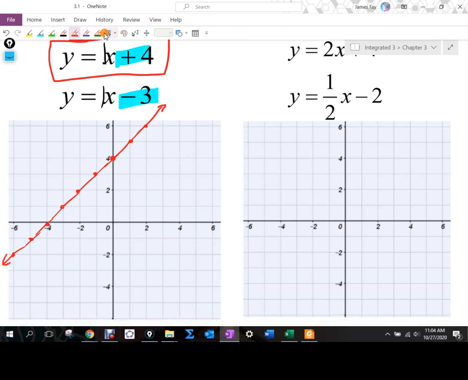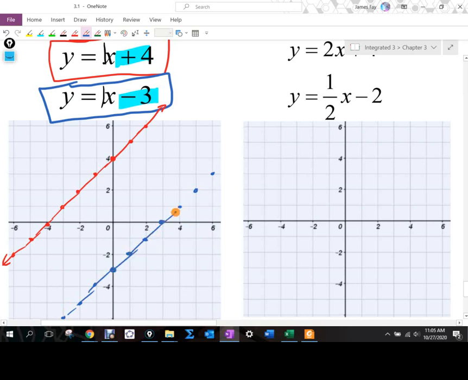Now if I go to this one here, what's the y-intercept there? -3. And then you go up one over one, right? So I connect that with a straight line. Those things are never going to intersect, right? Does that make sense to everybody?